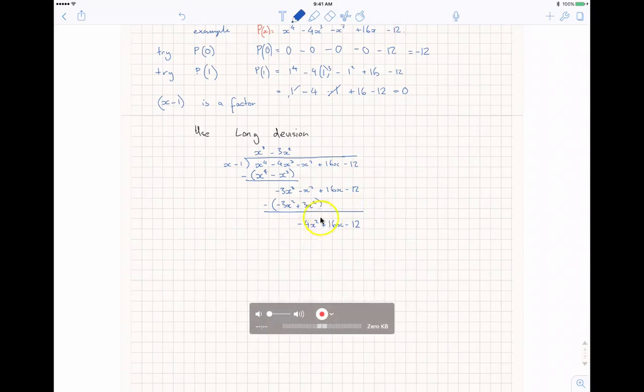So now we look at the minus 4x squared. What do we need to multiply x by to get minus 4x squared? It would be minus 4x. Writing that up the top. Minus 4x times x is minus 4x squared. Minus 4x times minus 1 is plus 4x. And we subtract. The 4x squared is cancelled, and 16x minus 4x is 12x.